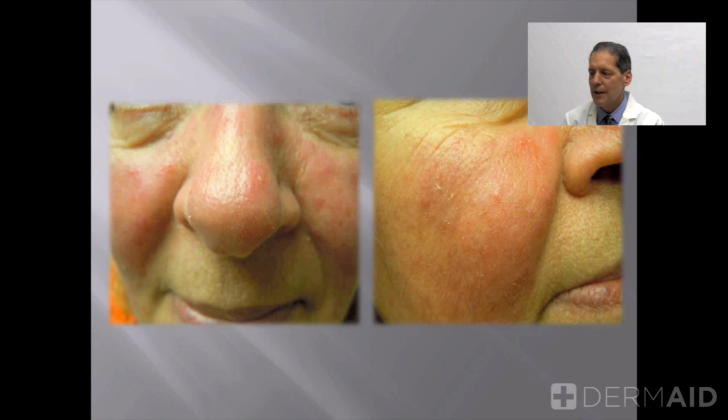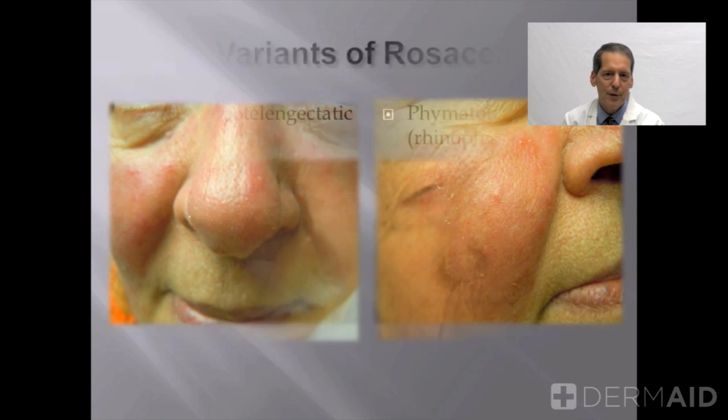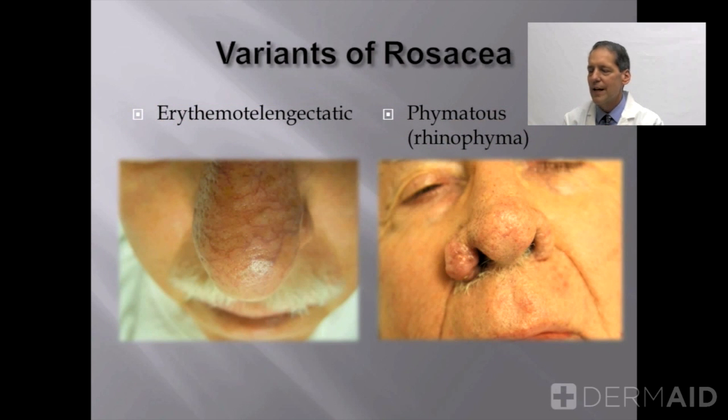Here we see a couple of typical photographs. Again, you'll notice they're middle-aged patients. It's in the middle of the face. There's background redness upon which are superimposed red bumps or pustules. Again, that redness may fluctuate over time. There are some variants of rosacea.